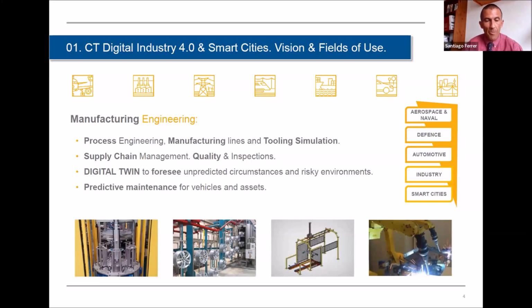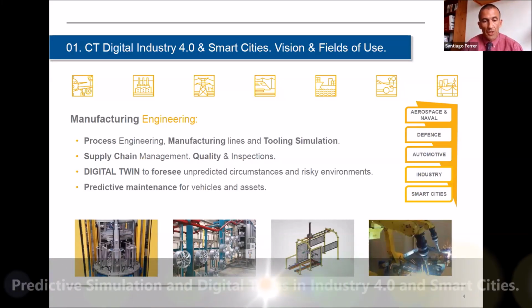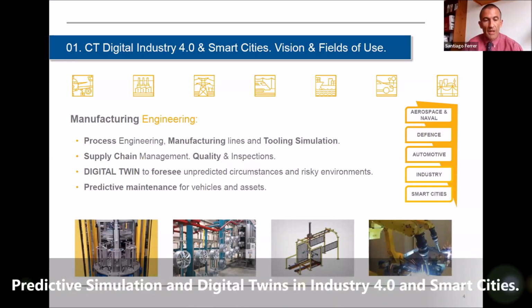So think about, for example, computer vision and its capacity to identify objects and especially false defects of any kind, especially important in key areas such as aviation and electronics. So a digital twin is able to foresee predicted circumstances and risky environments much before they happen. So it's important to remark here the approach to predictive maintenance for vehicles and assets.